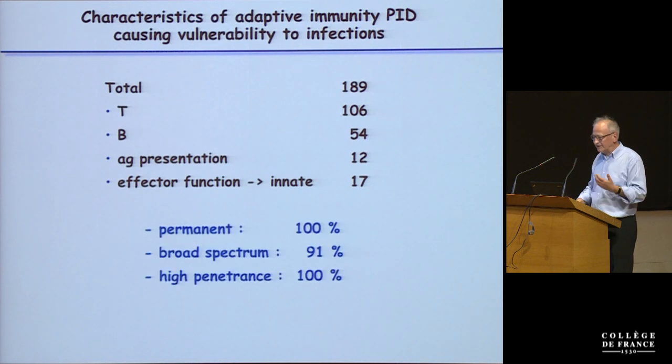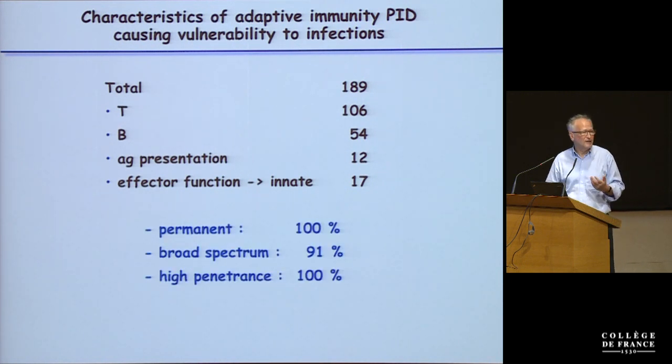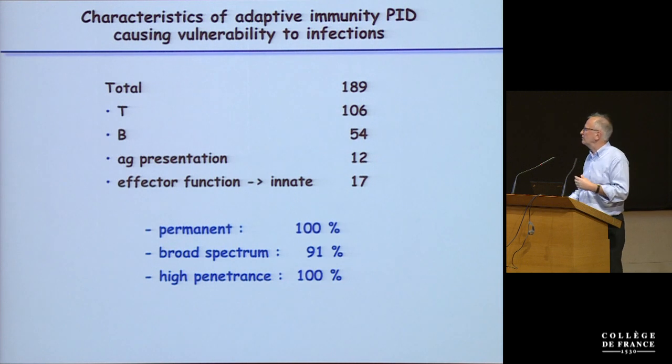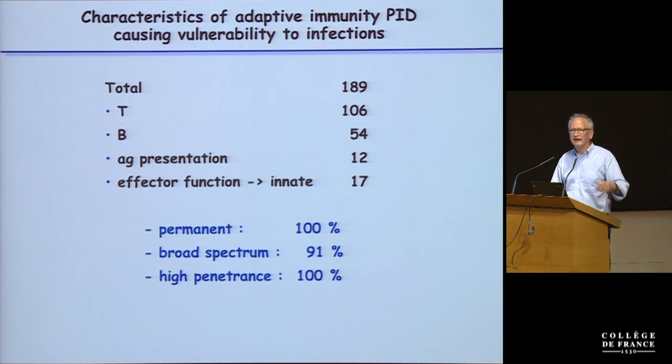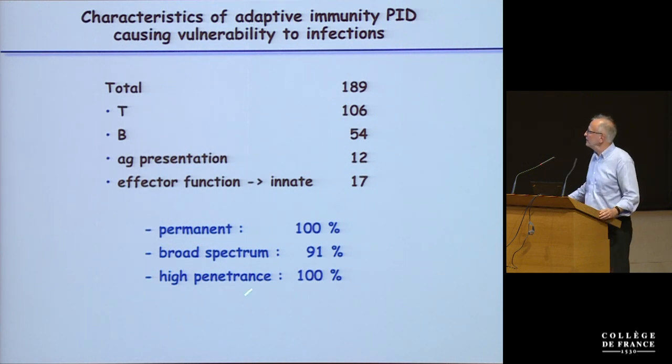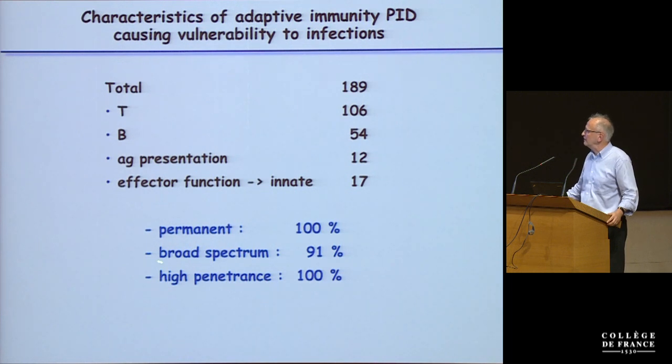So what about the characteristics of these diseases? The phenotype, that is the vulnerability to infections, is permanent. So all over the life of these individuals, they are prone to infections. The spectrum of infections is broad, namely many different classes of bacteria, fungi, viruses, and so on. So the spectrum of infections is broad in virtually all of them, and the penetrance of the disease is high in all of them. All right?